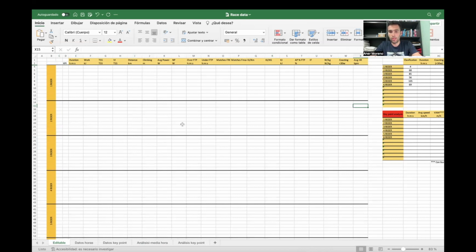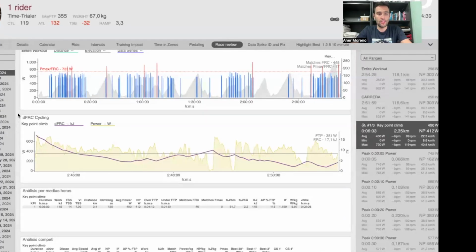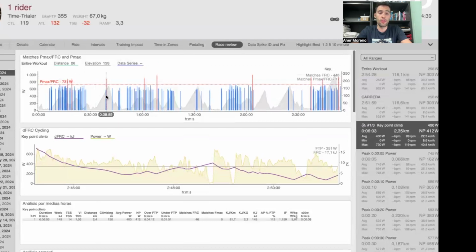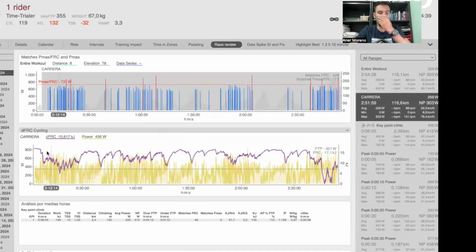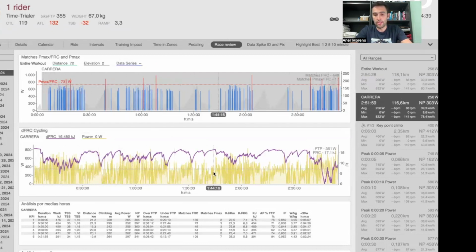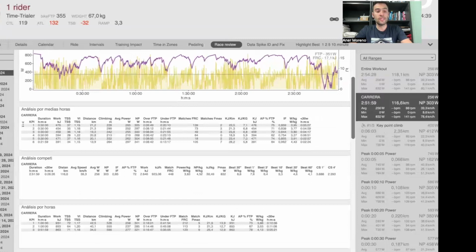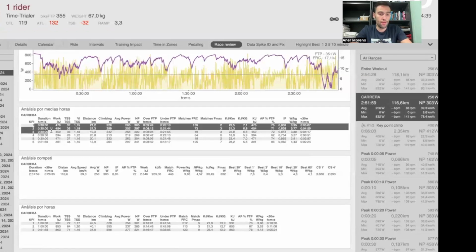So starting with the data analysis, this is the graphic where matches above FTP are shown in blue lines, and also Pmax FRC matches which are shown in red lines. Okay, this is the typical line of the FRC of WKO and the power spent over the time. After this, I make an analysis of the race during every half an hour. I divide the race every half an hour. This is auto lap made.